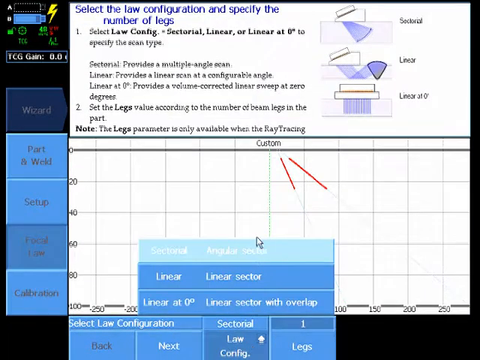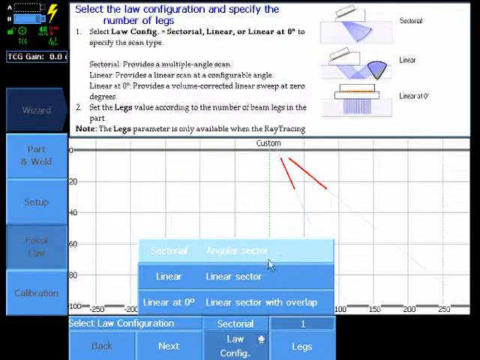Our options for the law configuration are sector, linear, and linear at 0. Sector, multi-angle from the same group of elements. Linear, one angle multiplexed across a large element probe. And linear at 0. This is an exception that allows a volumetric corrected C-scan at 0 degrees that has a limitation of one group only in the setup file.